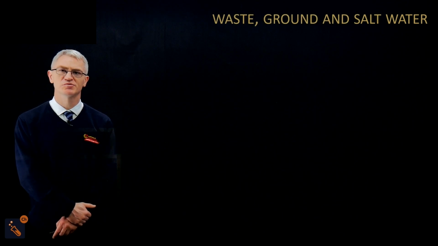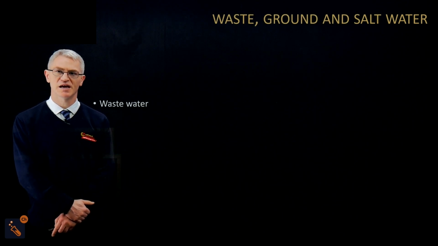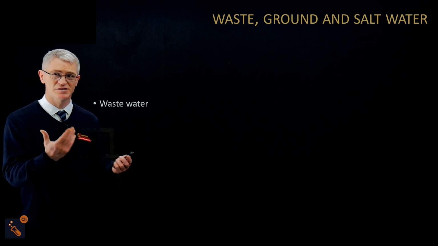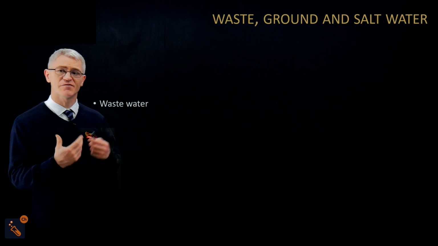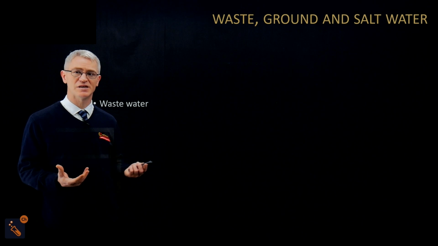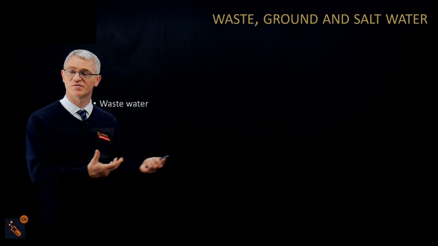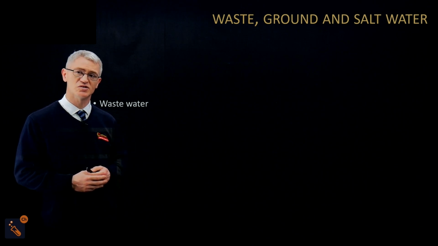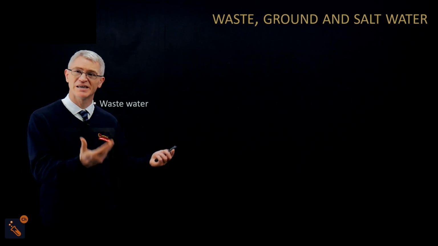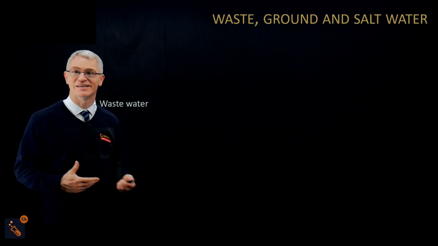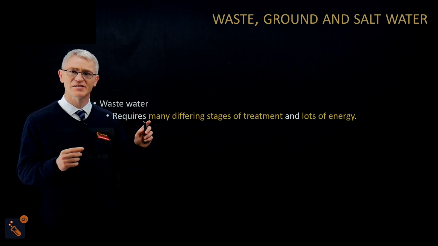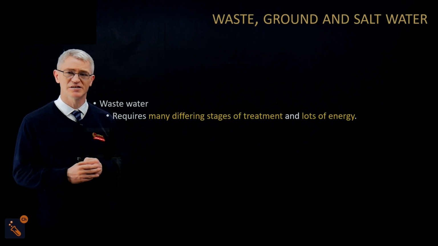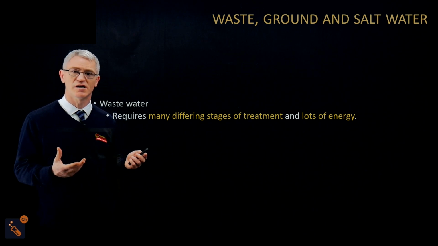Now, there are three possible sources of potable water, and one is wastewater. That is waste from industry and things like that, and from houses, homes, which can include anything from effluent from the industry or sewage, and it can include also defecants like poo, pee, dead animals, anything really. Okay, and that requires lots of different stages of treatment, and therefore each stage of treatment will require lots of energy.